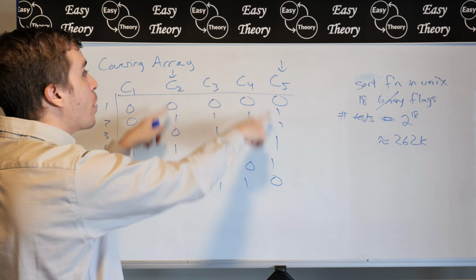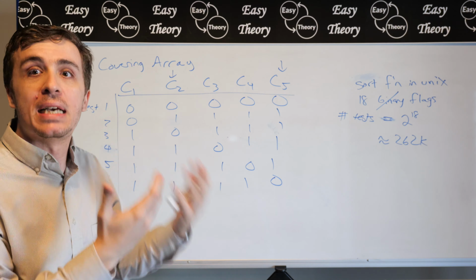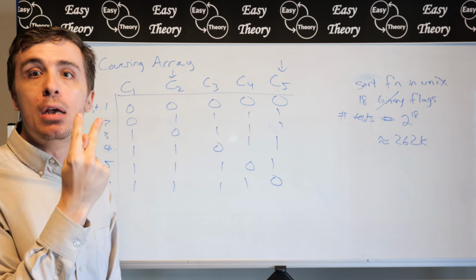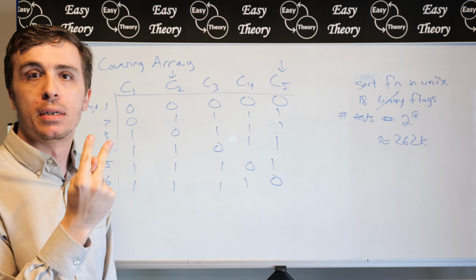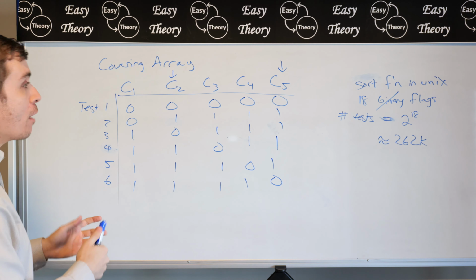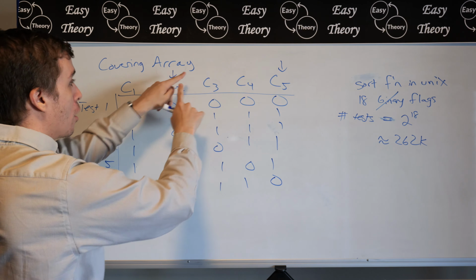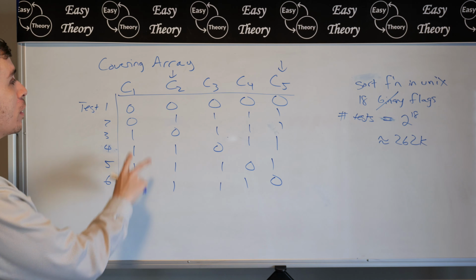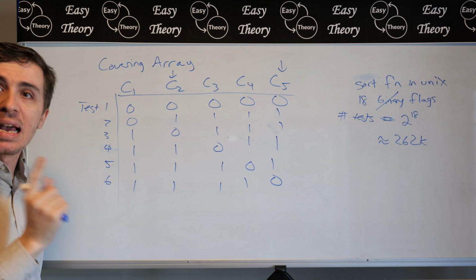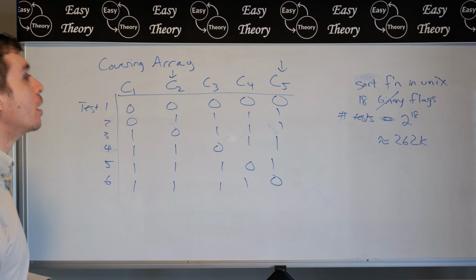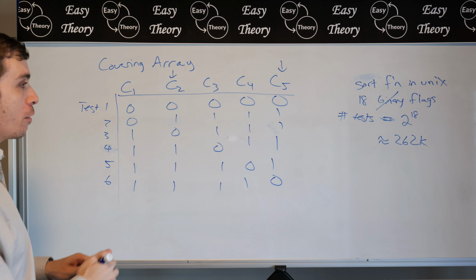Because no matter how we test these pair of columns, some test will contain that pair for these 2 different components. And what we guarantee, and you can check this for yourself, is that no matter which pair of components you pick, and no matter which combination you pick, it will appear in at least one test somewhere. And that's what's called a covering array.